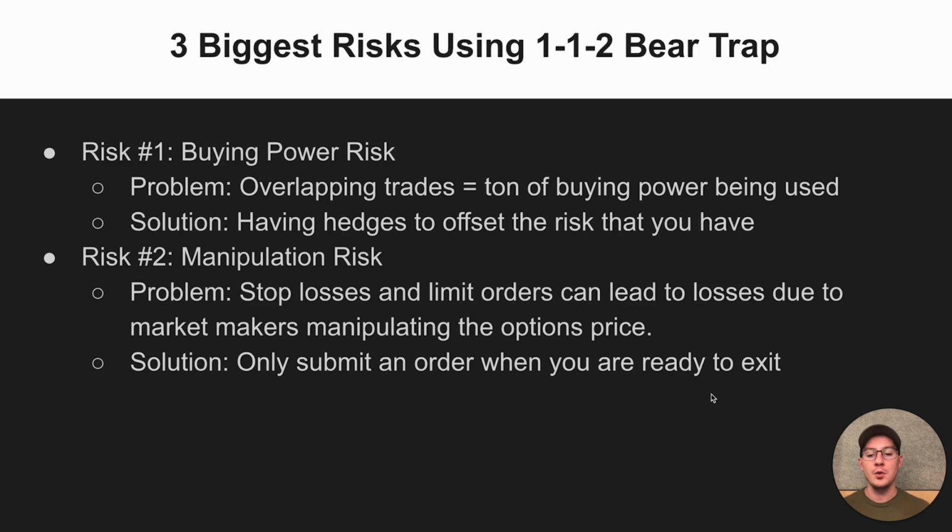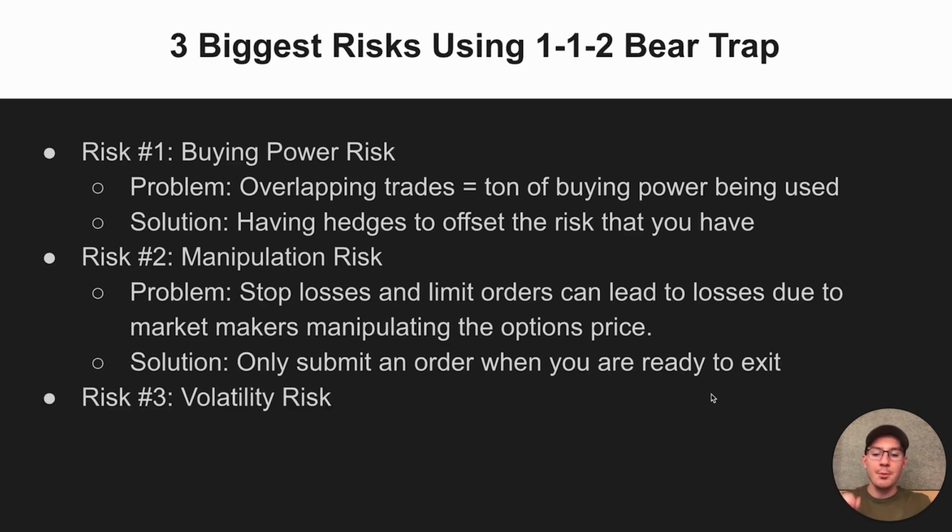So here's the solution. Only submit an order when you're ready to exit. When you're ready to enter, submit a limit order at the mid price or whatever you want to enter. When you're ready to exit, submit an exit order at a limit order at the mid price or whatever. But don't just let something sit out there. If it sits out there, they'll be able to take advantage of it. And as the bonus part at the end of this training, I'll show you how to automate your trading, specifically the strategy. And there's actually a way to do this and get around the market makers with automation.